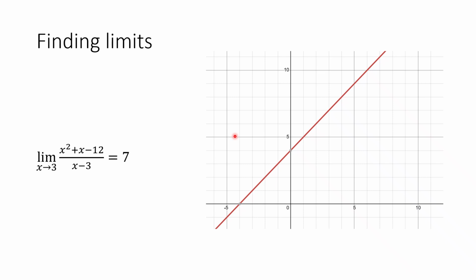If you were to find this algebraically, we would be able to simplify it. Higher level, you'll see this in the next one, where we could factor the numerator into x minus 3 times x plus 4 and cancel the x minus 3's and just get x plus 4 and put in the value and see that we'd get 7. But the original function did have that problem.